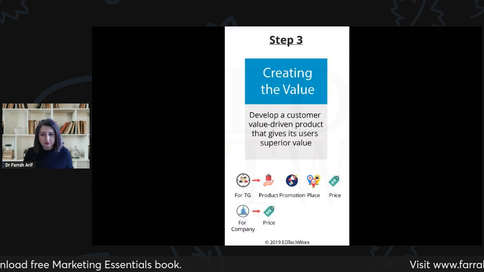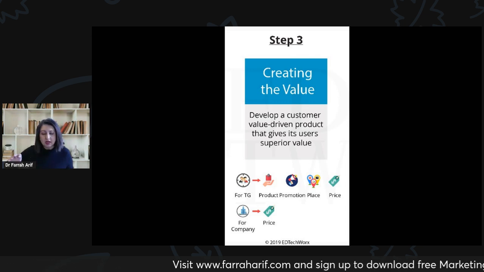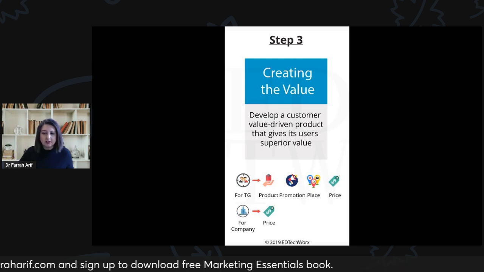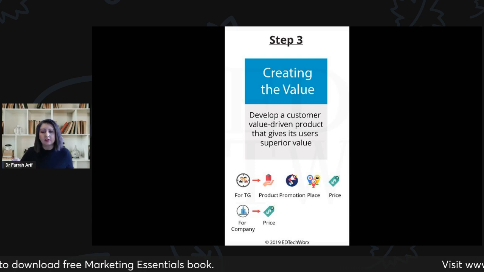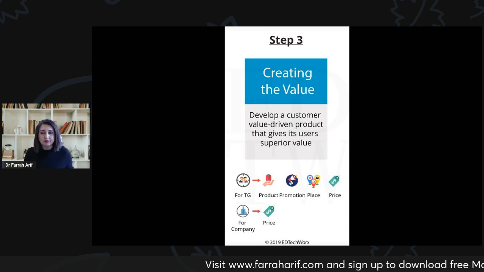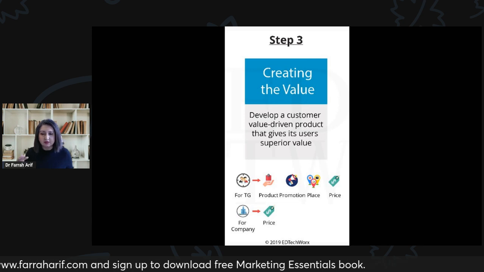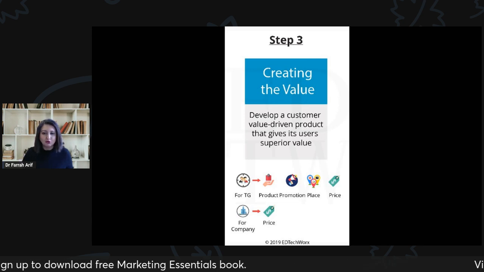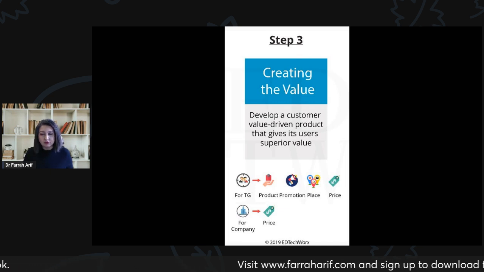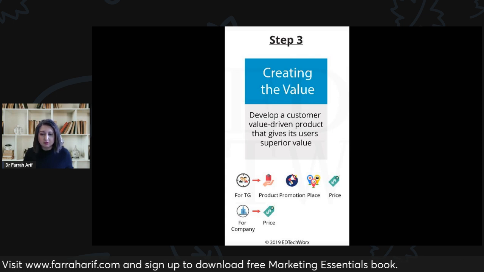Then we have step three, which is now creating the value. So remember what we have talked about. At the first step, we talked about the sweet spot, right? The gap. In the second step, we identified the target group for whom we would like to create value. And now it's time to create the value. And you create the value through four P's, which are product, promotion, place, and price. Through these four P's, you create value for your customers. And we'll talk about it in detail as we move forward.